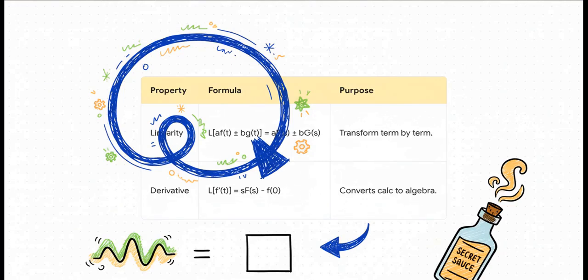Now, there are a few really useful properties here. But honestly, the one you see on that second line, that's the superstar. That's the main event. Just look at it. Taking a derivative in the time domain, which is a calculus operation, becomes just multiplying by s in the s domain. That's it. That is the secret sauce. That one property is the engine that converts calculus into algebra.